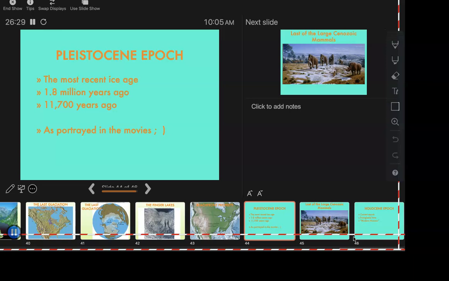11,700 is really area specific. It really depends how far south you were when the glaciers were last here. The further south, the older you would want to go for when the glaciers left. But it was more or less as portrayed in the movies. Again, sometimes we have Hollywood to thank or despise for what they've done to science. But you take a little good, you take a little bad, and hopefully it progresses forward.